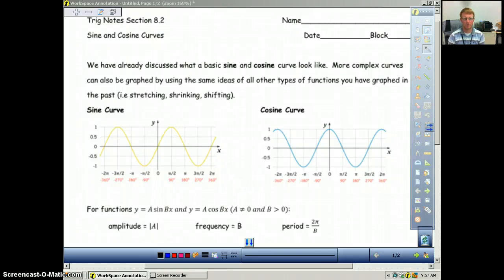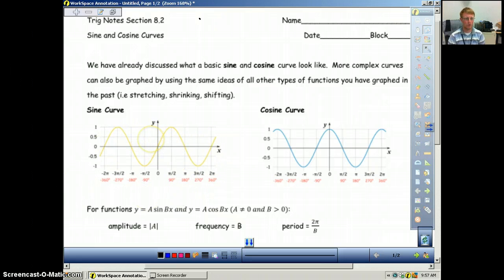This is 8.2. We're going to be talking a little bit about sine and cosine curves in this section. We already did the basic sine curves and cosine curves in the last chapter, and you can see those here, where you can see the pi, the negative pi halves, the negative 3 pi halves, all of the radians and the degrees that we deal with.